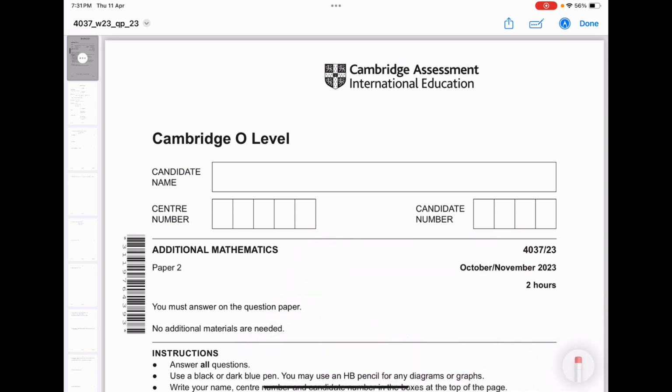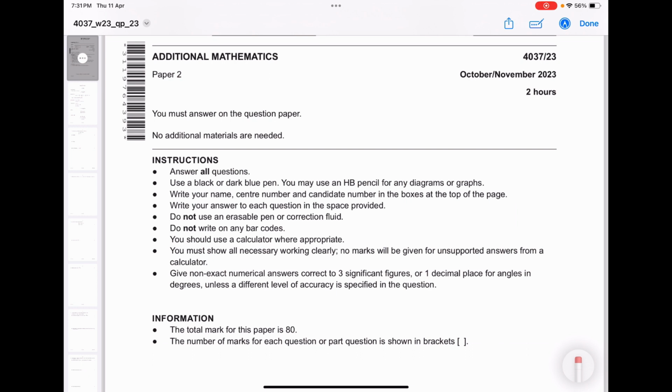Cambridge International Education, Cambridge O Level. This is variant 23, Additional Mathematics. Working must be shown. No marks will be given for unsupported answers from your calculators. Non-exact numerical answers you must write to 3 significant figures. For angles it is 1 decimal place. Total marks is 80.